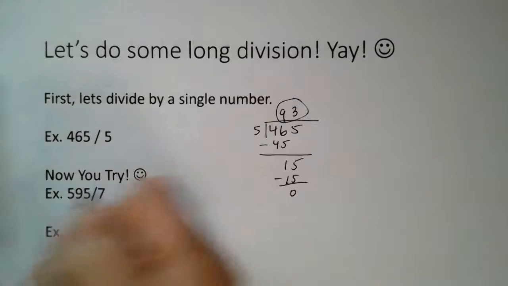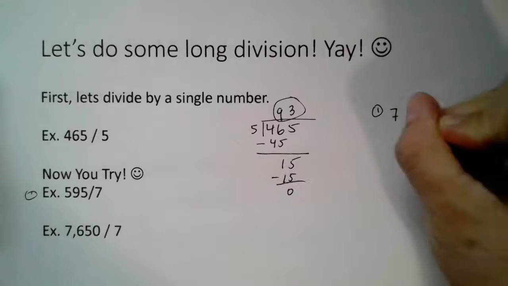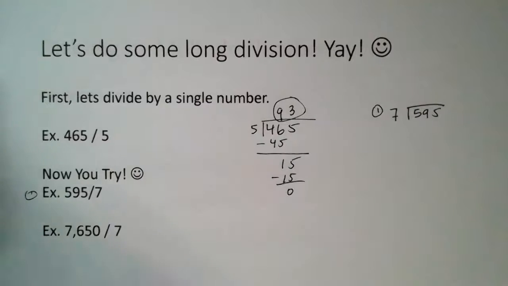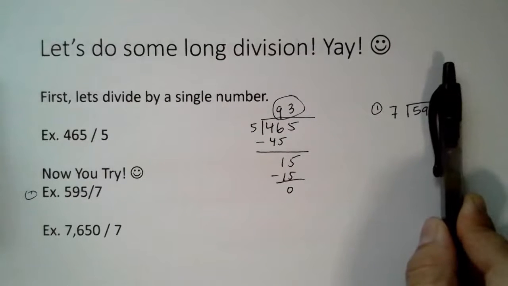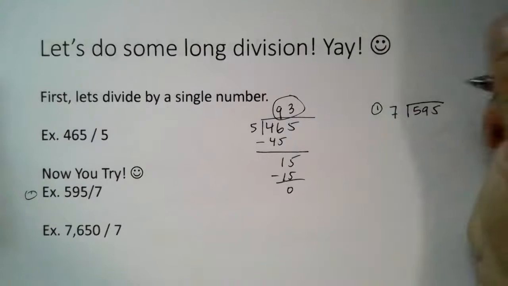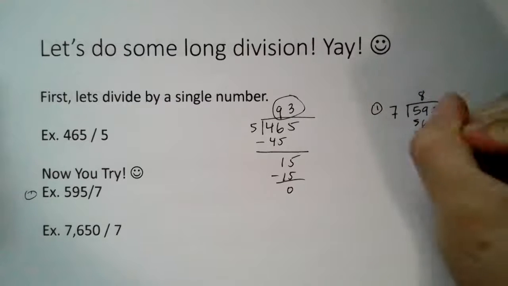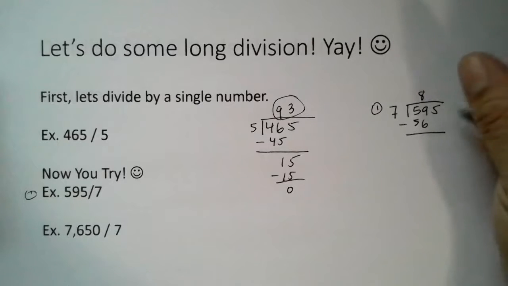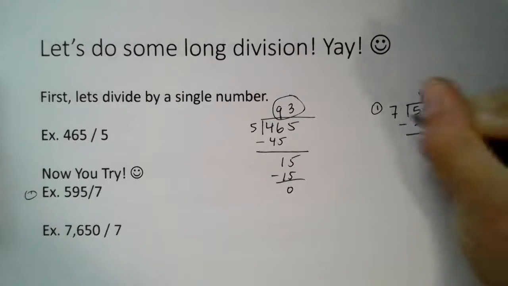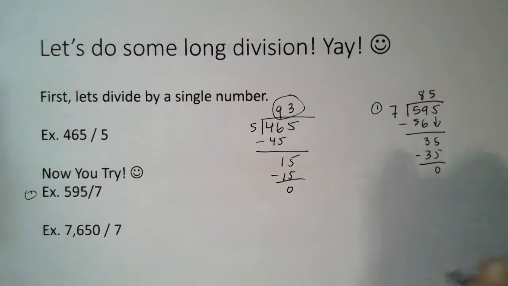Okay, so for the first one, I'm going to write it over here. We're going to do 595 divided by 7. So again, how many times does 7 go into 59? We look at these two first. And it's really good to remember your multiplication tables, right? So 8 times 7 is 56, right? And then we subtract. So this comes down, this becomes 35. 7 goes into 35 exactly 5 times. So that's nice.